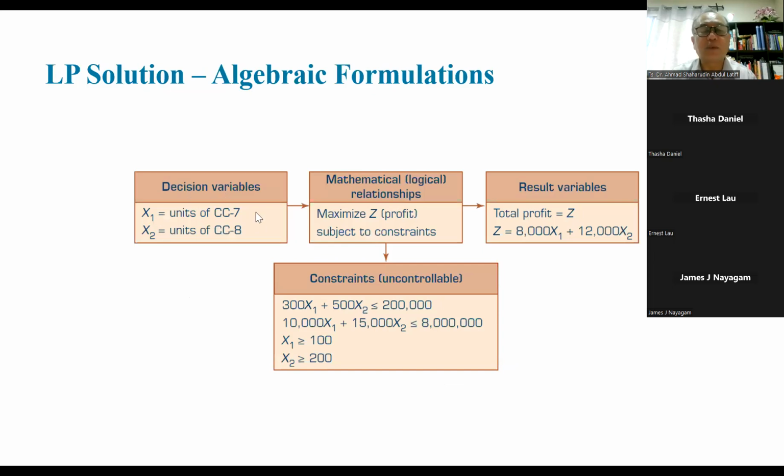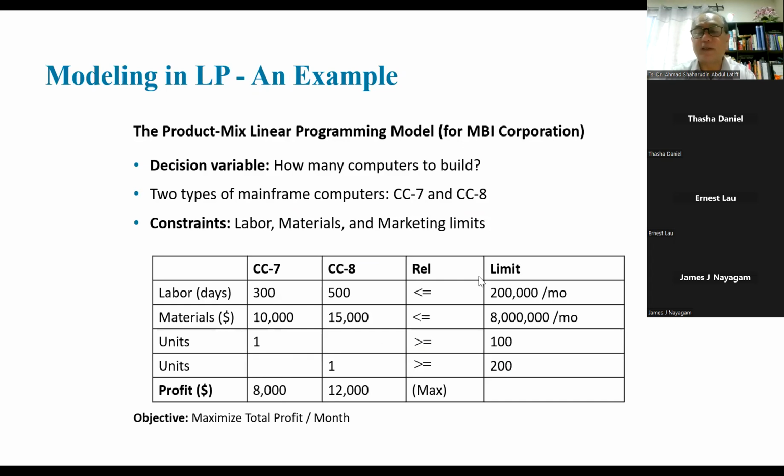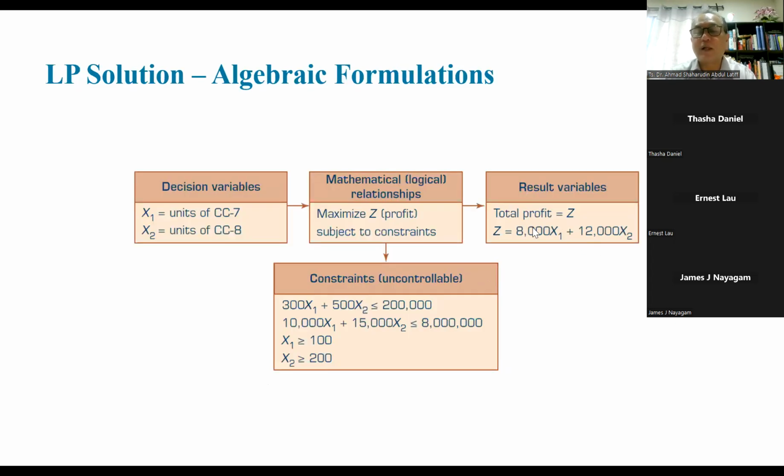So this is the formula. You need to maximize Z, profit, based on the constraints. X1 will be units to produce for CC7, X2 units to produce for CC8. The result variable is total profit. 8,000 is the amount of profit here, and 12,000. Your total profit will be the profit times the number of units that you produce for CC7, plus the profit times the units that you produce for CC8.